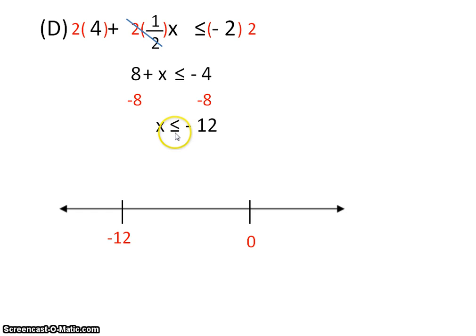Above negative 12, because this is or equal to, I have to put in a closed circle. Now I need to point to all the numbers that will satisfy this inequality. So let's test 0. 0 is less than or equal to negative 12. That's not true, so I do not want to point my arrow to the right. Let's put in a negative 100. Negative 100 is less than or equal to negative 12. That is true. So this would be the graph of the inequality x is less than or equal to negative 12.